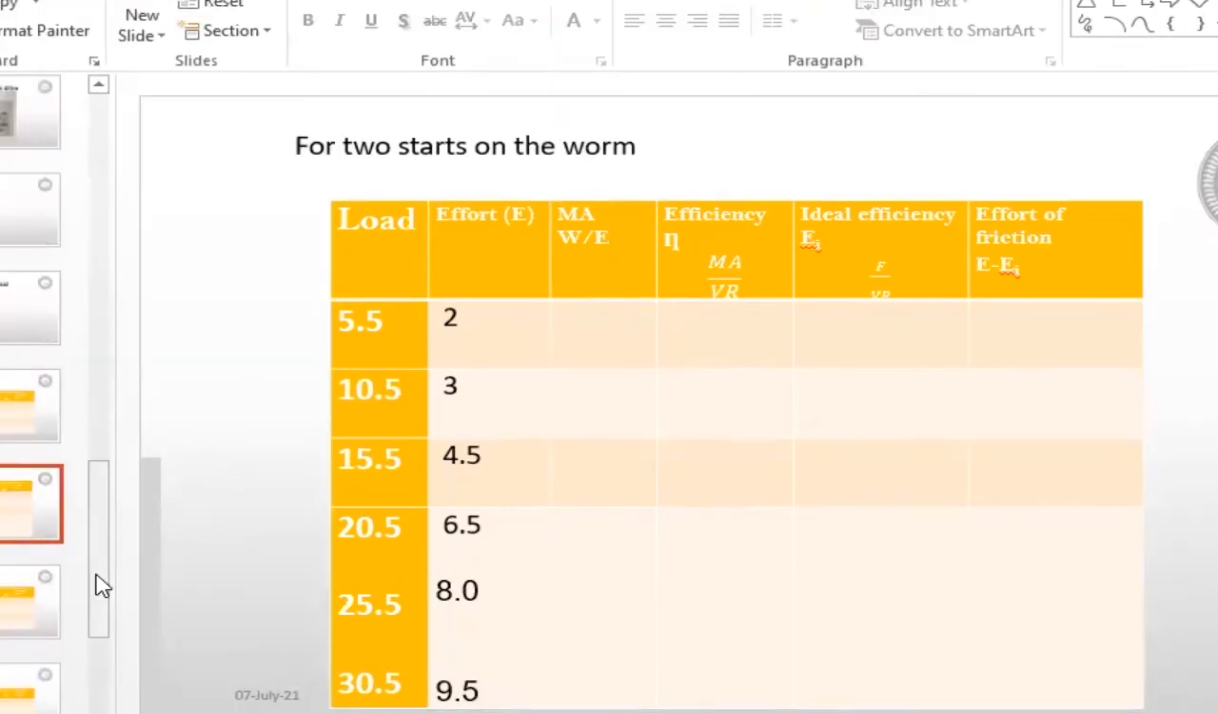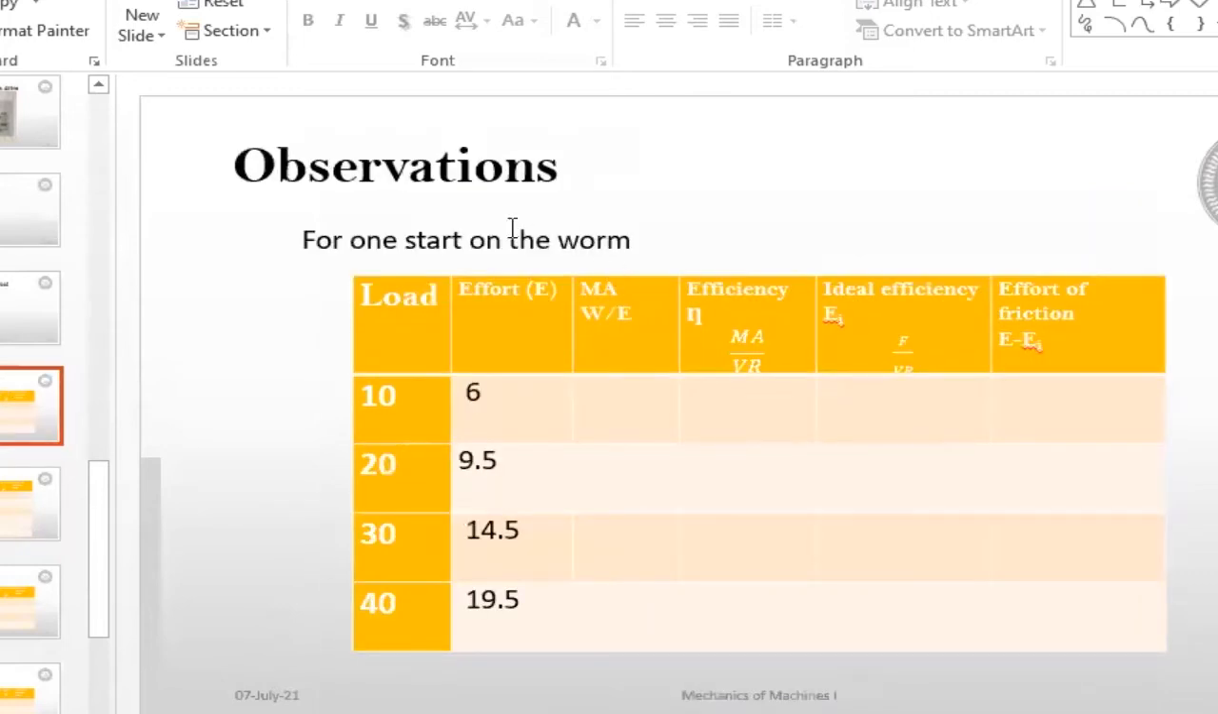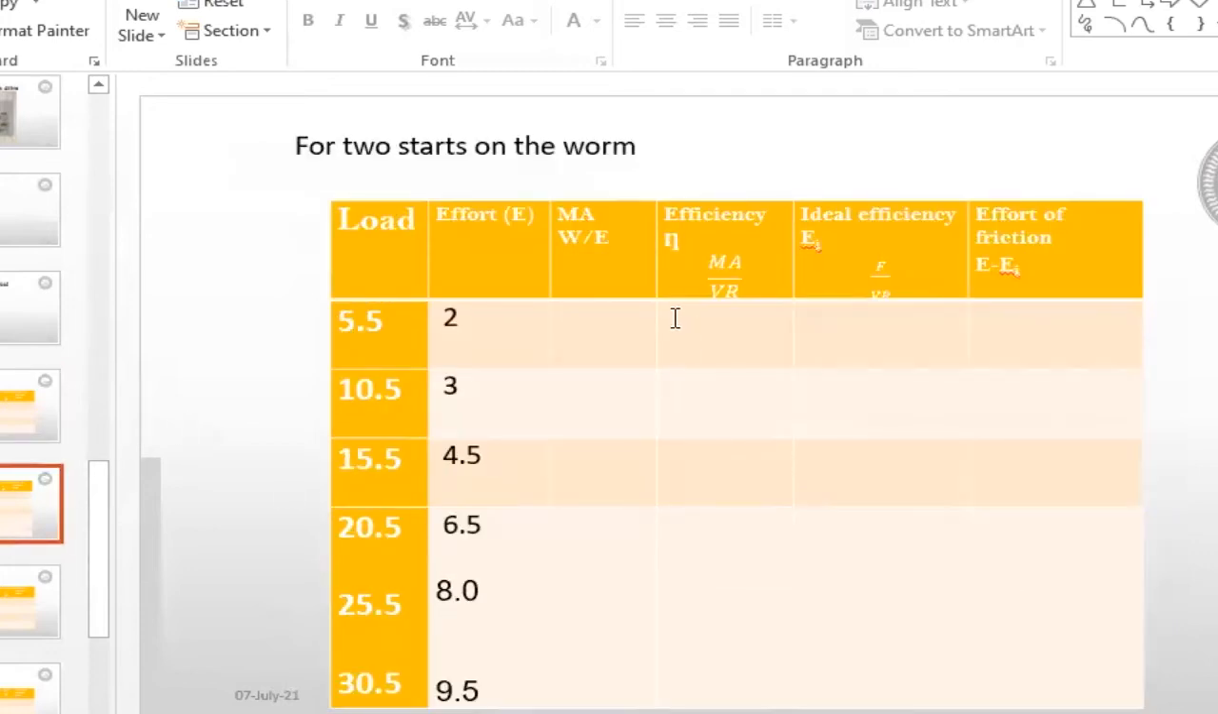Before the specimen calculation, you have to fill up these tables first. Mechanical advantage is equal to what? Load over effort. So you have to divide the load by the effort and fill up this table. You have to fill up both tables. Now you have two tables on the observation sheet. One is for the one start worm, and the other is for the two start worm. Then you have to fill them up.